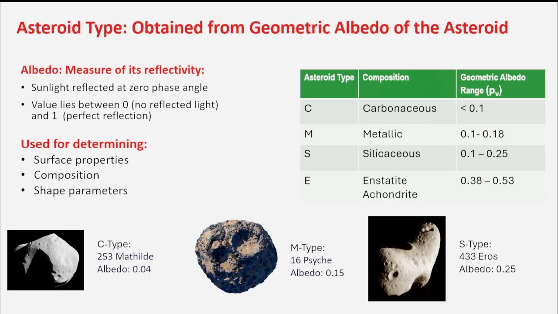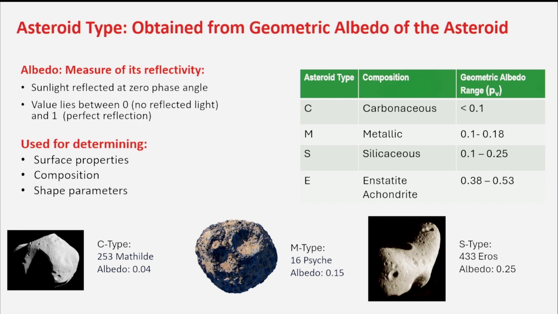But this geometric albedo is very interesting because geometric albedo, as you probably know, basically shows how reflective the asteroid is on a scale from 0 to 1. But this is not all it gives. It can also give so many more physical properties about the asteroid.